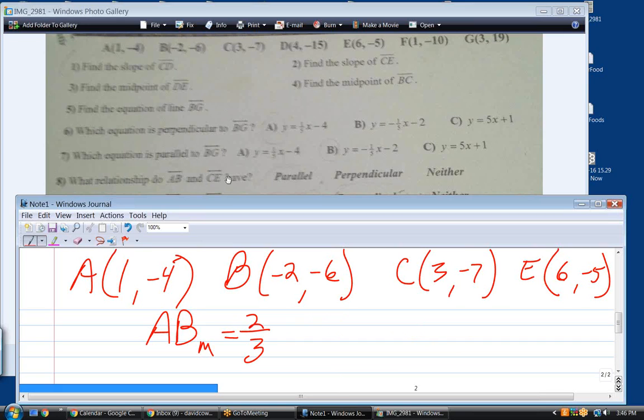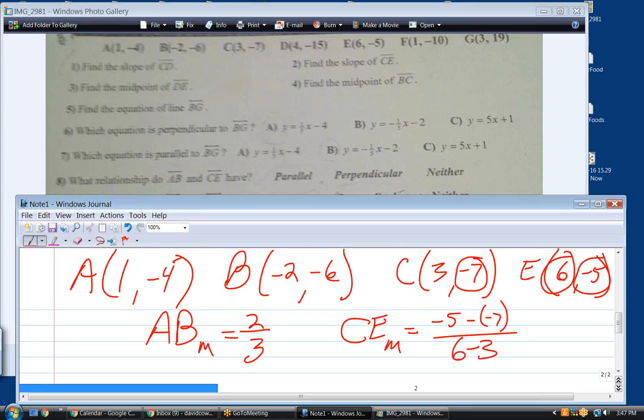And now we want to compare it with CE. So what's the slope of CE? So you do -5 minus -7, and then 3 minus 6. Oh, you went the opposite direction. It doesn't matter which direction you go, but go the same direction on top and bottom. In other words, I could have done -7 minus -5 and then 3 minus 6 if I wanted. But you started there and then you subtracted that, which means the bottom has to start there.